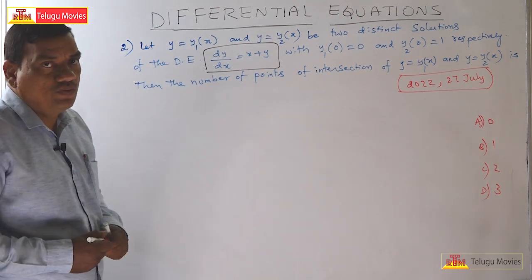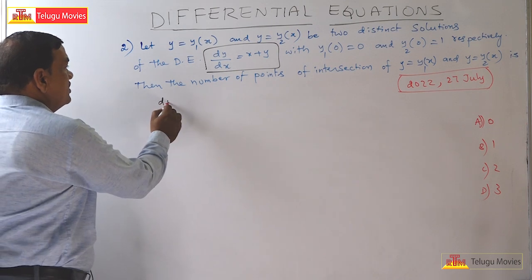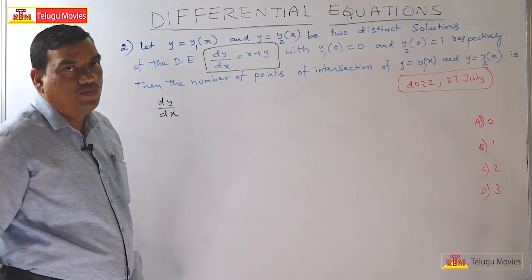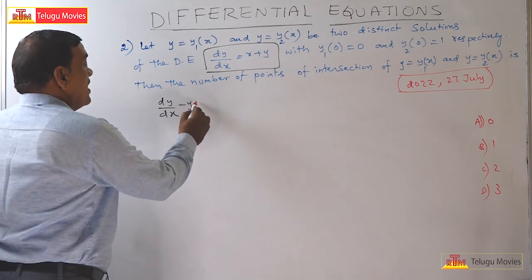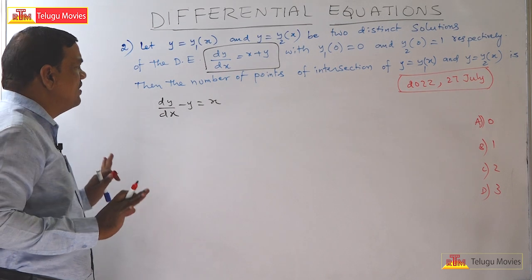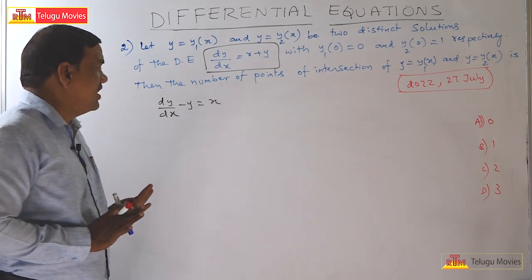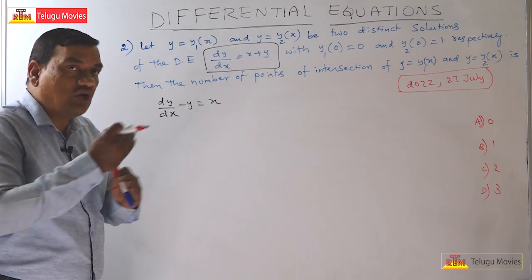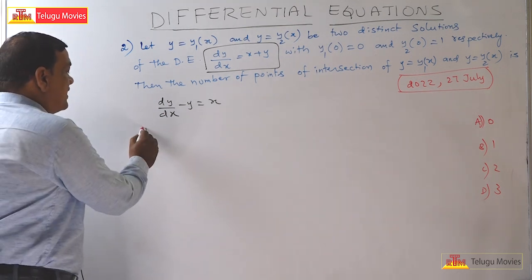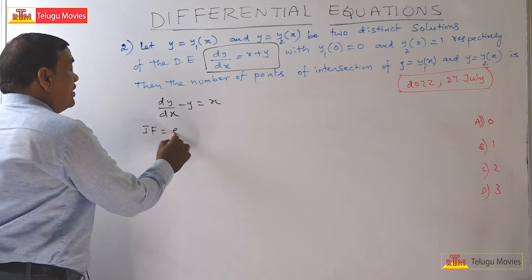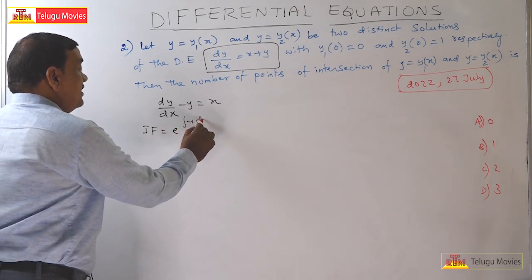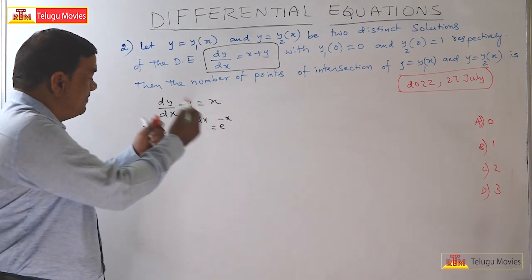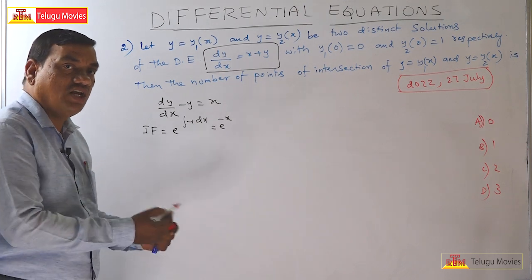For this differential equation, these two curves are solutions. First let us take the differential equation dy by dx, so take y to the left hand side: dy by dx minus y is equal to x. This is a differential equation in the variable y, so here minus 1 is the function of x. So what is the integrating factor? Integrating factor is equal to e power integral of minus 1 dx, that is e power minus x.